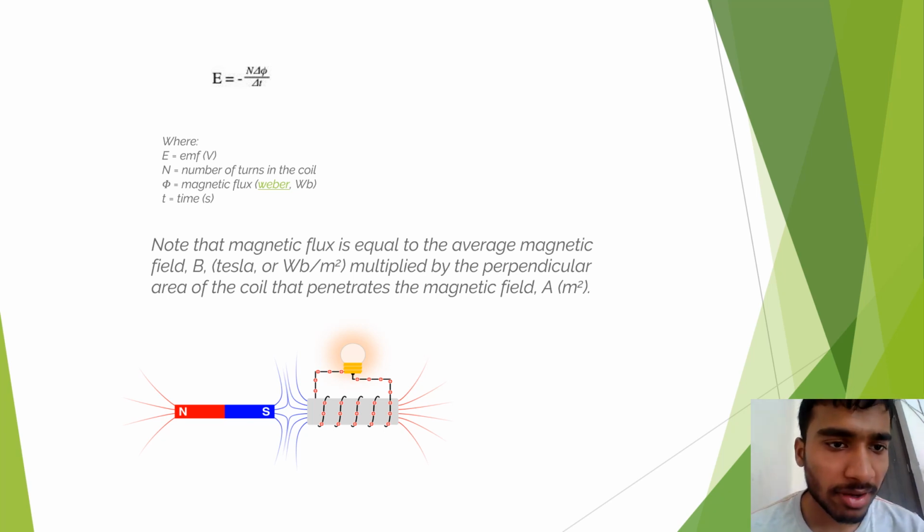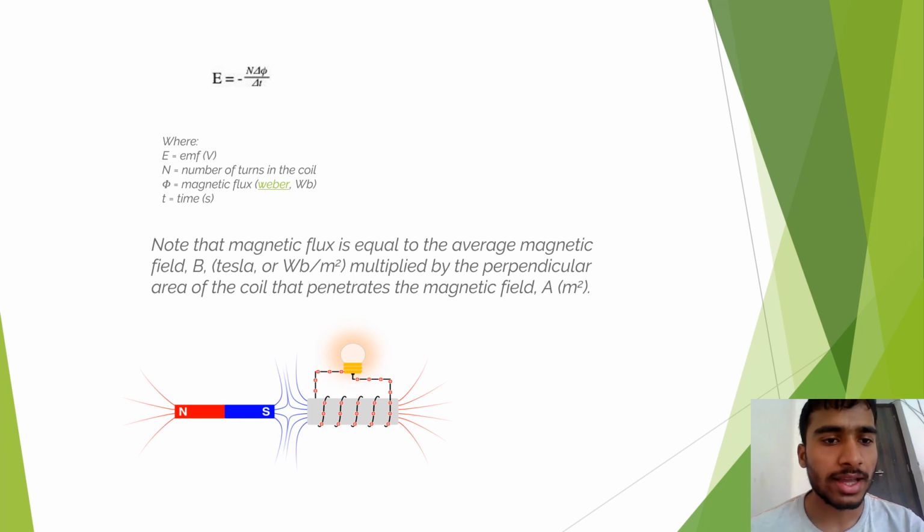So the induced EMF, E, is equal to minus N delta phi by delta T, where E is the EMF generated. N is the number of turns in the coil. The more turns in the coil, the more EMF is generated. The EMF is directly proportional to the number of coils.